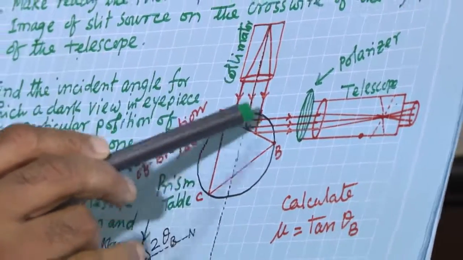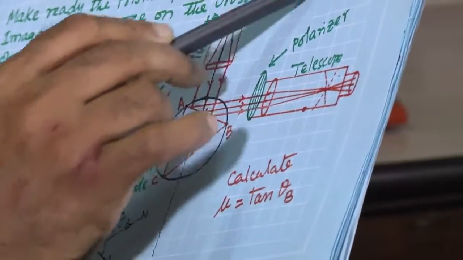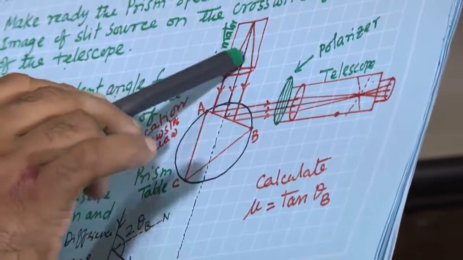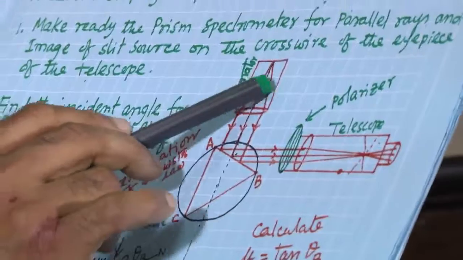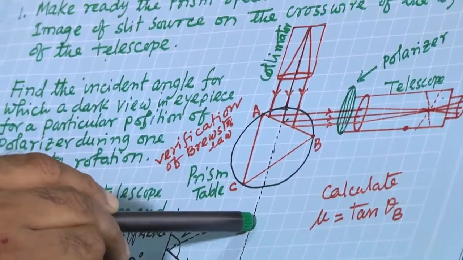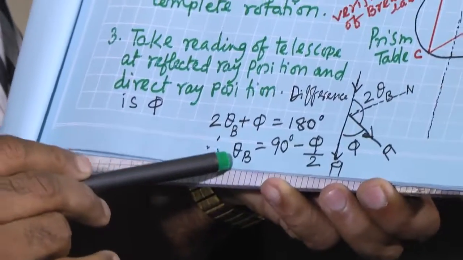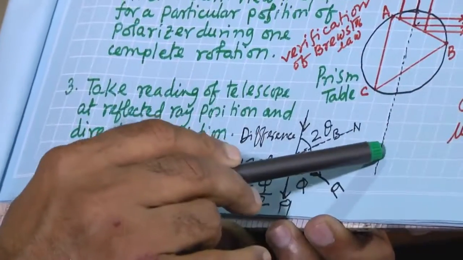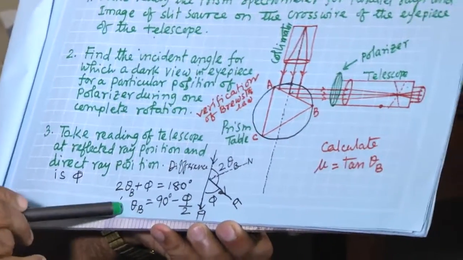Now here this is the incident and the reflected ray. So the normal is here. If this angle is the incident angle, then this will be the reflected angle. So these two together make a total angle of 2 theta, or 2 theta b, we can say. So 2 theta b plus this angle phi, whatever we have measured, will be 180 degrees. So theta b is 90 degrees minus phi by 2. Okay. So experimentally we are measuring phi, and if you put phi here, you will get theta b.